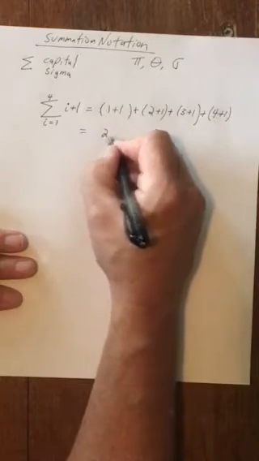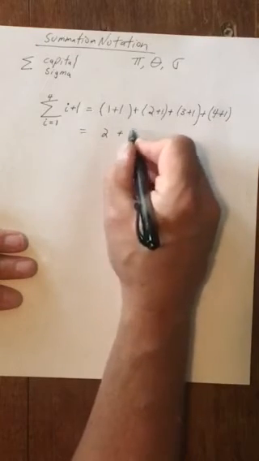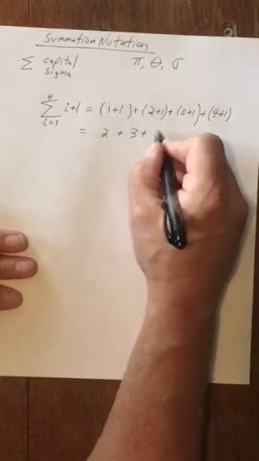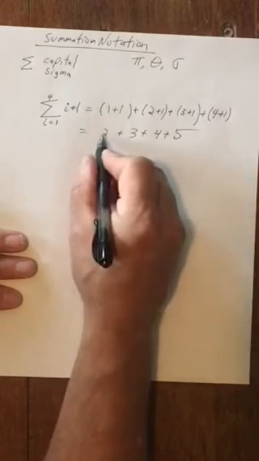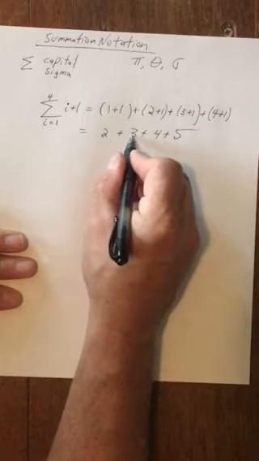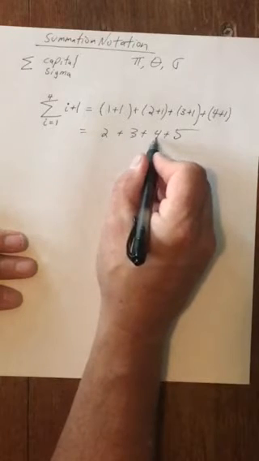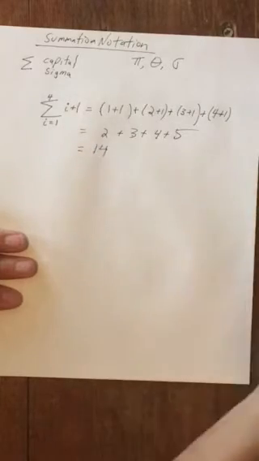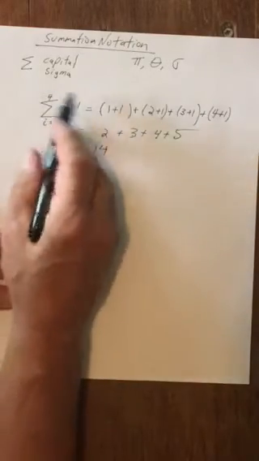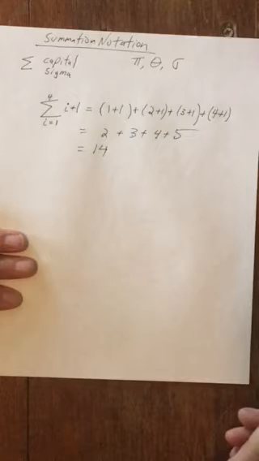Then we just do the math. 1 plus 1 is 2. 2 plus 1 is 3, 3 plus 1 is 4, and 4 plus 1 is 5. So 2 plus 3 is 5, plus 4 is 9, plus 5 is 14. That would be the answer to this summation notation problem.